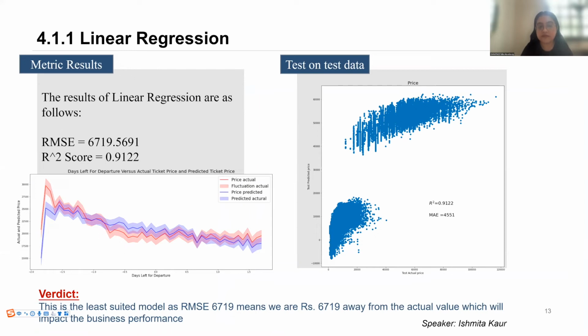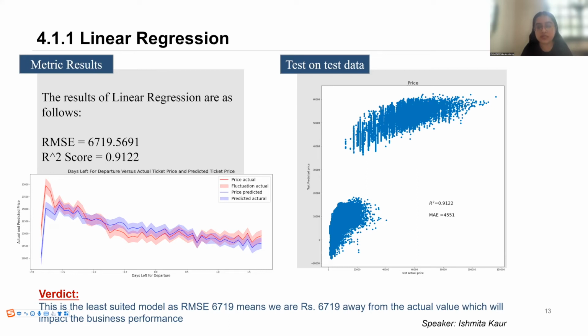The graph on the left is the line trend graph. And as you can see, it does not clearly overlap, that is the actual and the predicted value. So it's not suitable. On the right, we have the scatter plot, which shows the predicted value against the actual price. Again, there is no clear linear regression line, not making it suitable.